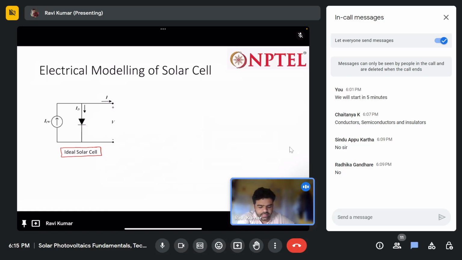This is the PN junction diode, and this is an external current source. There is actually no current source in a solar cell, but we represent one here because the solar cell is converting photons into electrons, and that behavior works as a current source. So ideally, we represent a solar cell with a combination of a diode and a current source. Any doubt here?